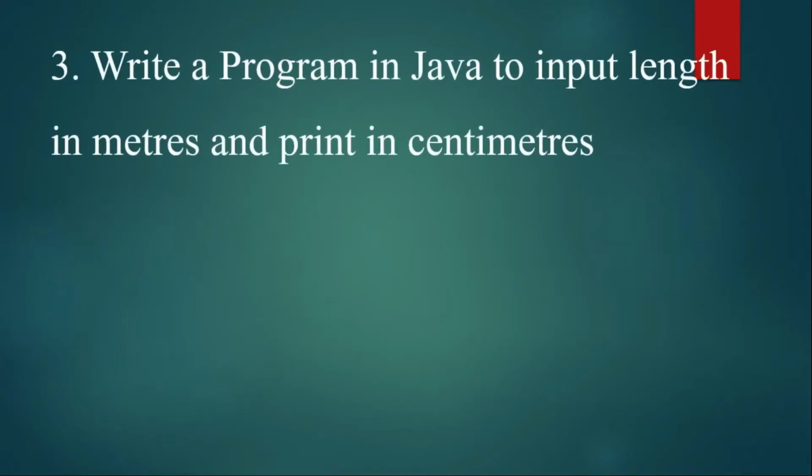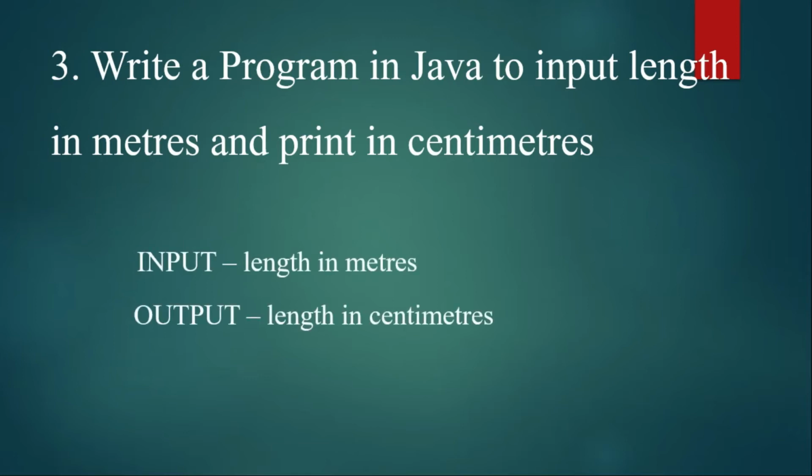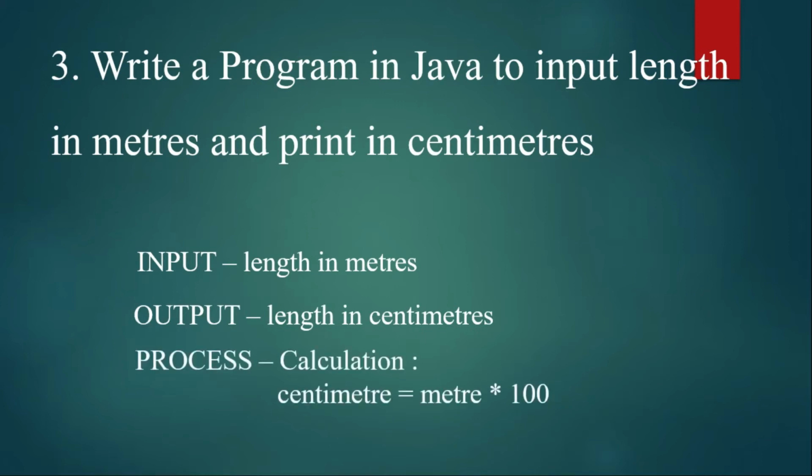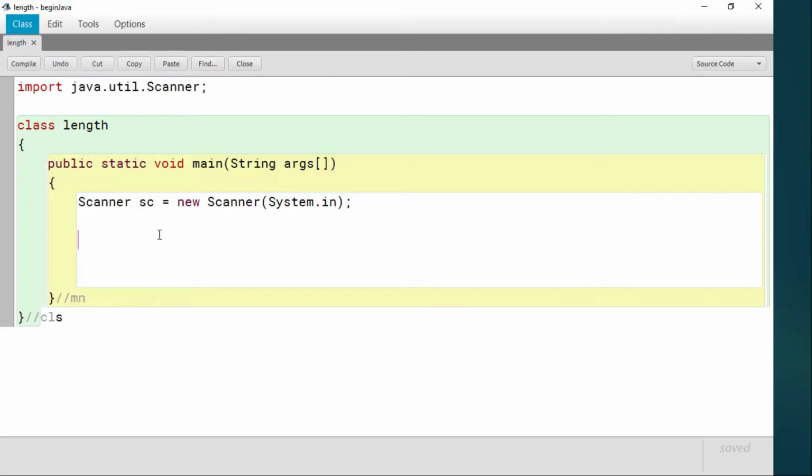Write a program in Java to input length in meters and print in centimeters. So here we have to input the length in meters and the output is the length in centimeters. So the process here is a calculation using the formula centimeter equal to meter into 100. Let's start the program. Here we have created the class length. Again, we are using the Scanner class. So import java.util.Scanner and create the Scanner object: Scanner sc equal to new Scanner(System.in).